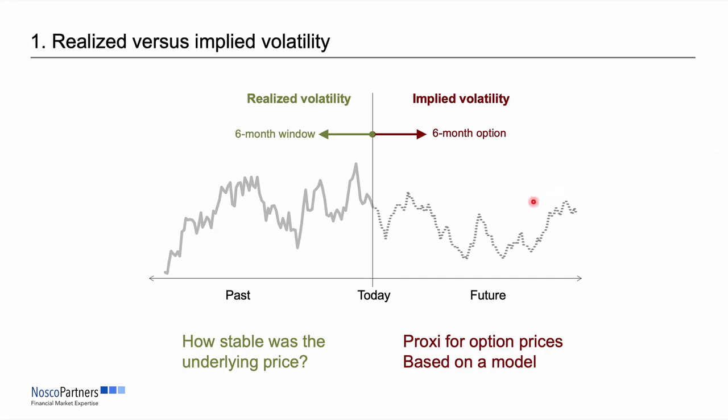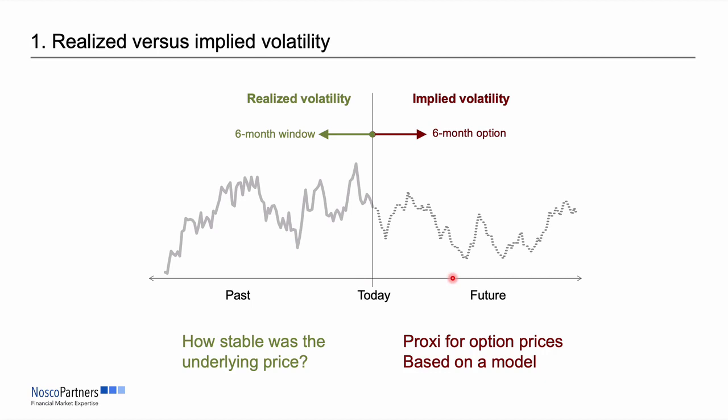But of course, you can talk about past implied volatility, which would describe how much volatility has been priced into an option at a specific point in the past. And you can talk about future realized volatility, which describes how much the underlying will fluctuate over a future period. Of course, we will only know the future realized volatility at the end of that period.